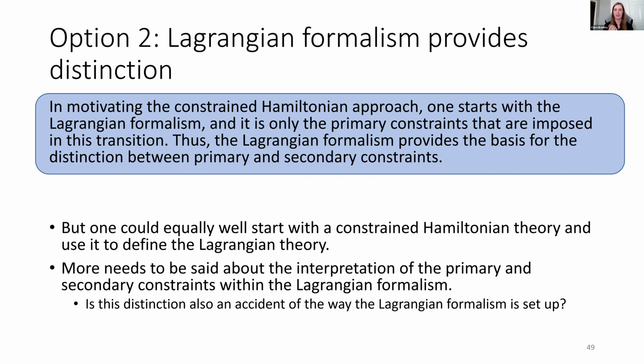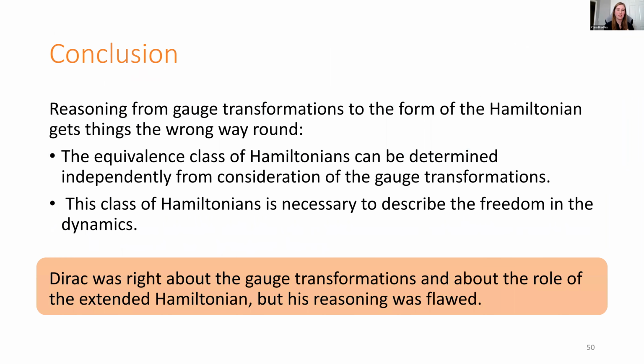So just to conclude, what I've tried to argue is that reasoning from the gauge transformations to the form of the Hamiltonian really gets things the wrong way round. The equivalence class of Hamiltonians can be determined independently from considering the gauge transformations, and this class of Hamiltonians is necessary to describe the freedom in the dynamics. So Dirac was right about the gauge transformations and the role of his extended Hamiltonian, but his reasoning was flawed.